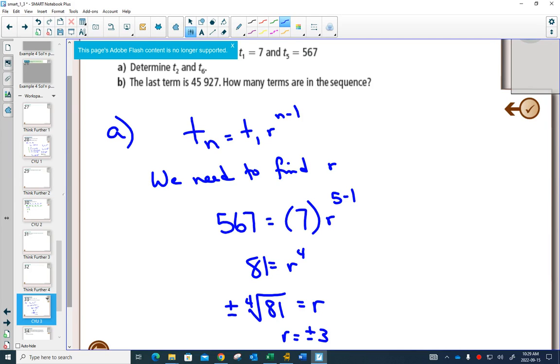Now, what does that mean term 2 is? If you took term 1 and multiplied it by positive 3 or negative 3, it could either be 21 or negative 21. And if you took term 5 and multiplied it by 3 or negative 3, you would get 1,701 for term 6, or negative 1,701.